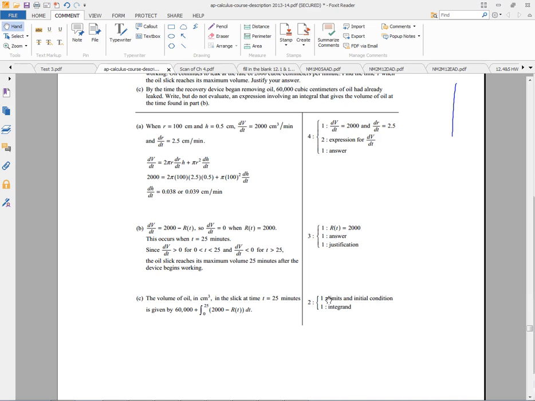So what are they looking at? They're looking for limits and initial condition. Okay, 60,000, and the limits of the integral, and the integrand being either this or the way that you go. The integrand is the thing that you take the definite integral of. It's the function you're taking the integral of.